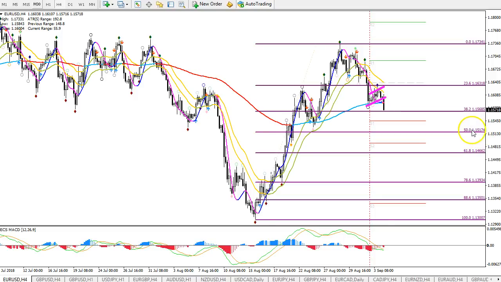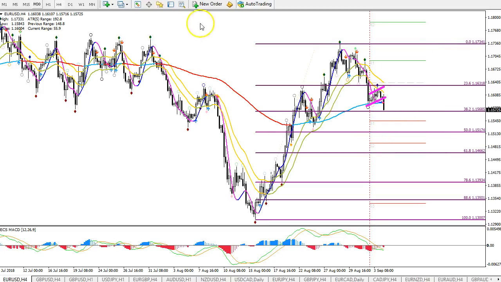As you can see, we have the round level of 115 in between, which is a key psychological level, of course, as well, and that could provide the support and bounce back to the upside. So this is what I'm expecting at this moment. I think that this is the path of least resistance: a bullish wave A, a bearish wave B, and then again a bullish wave C. So like this, A, B, C.